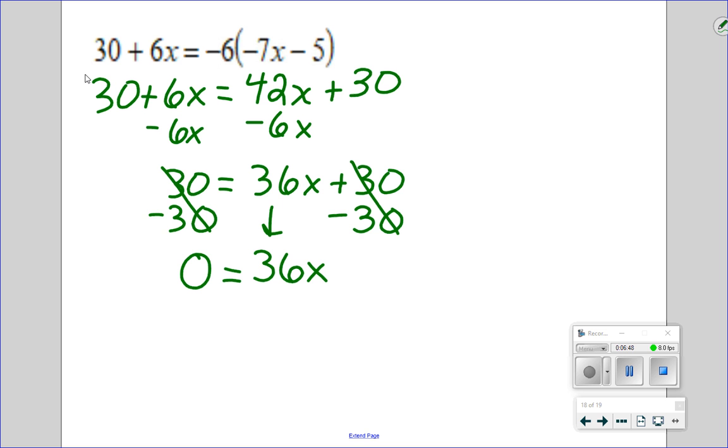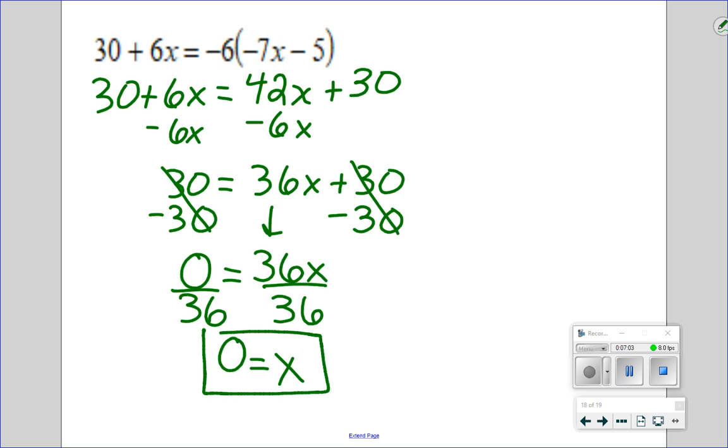That means this is not a special case. It's neither no solution nor all real numbers. This is an actual answer. I have to keep solving. So this is a case where x equals 0. It's not no solution. It does have a solution. The answer is 0 for this case. So if you still have x's left, like we did right here, then you do have a solution, so you have to keep solving like you normally solve. So this was not a special case.